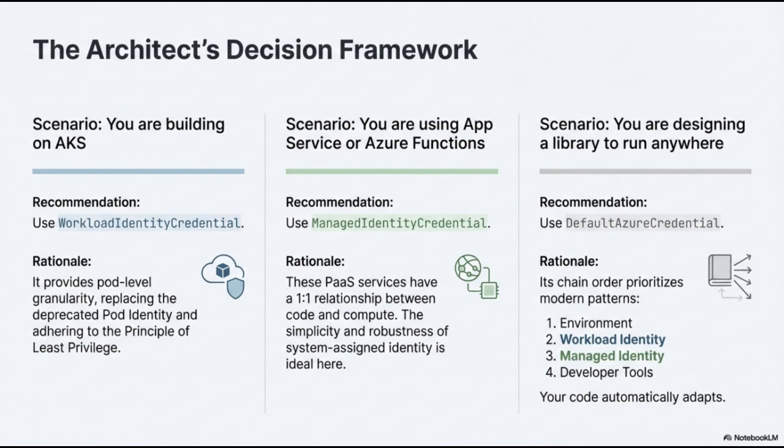When designing a library meant to run across various environments, DefaultAzureCredential is the standard recommendation. Its intelligent chain order prioritizes modern patterns, checking first for environment variables, followed by workload identity, managed identity, and finally developer tools. This ensures your code automatically adapts to its surroundings, whether it is running in production or on a developer's local machine.